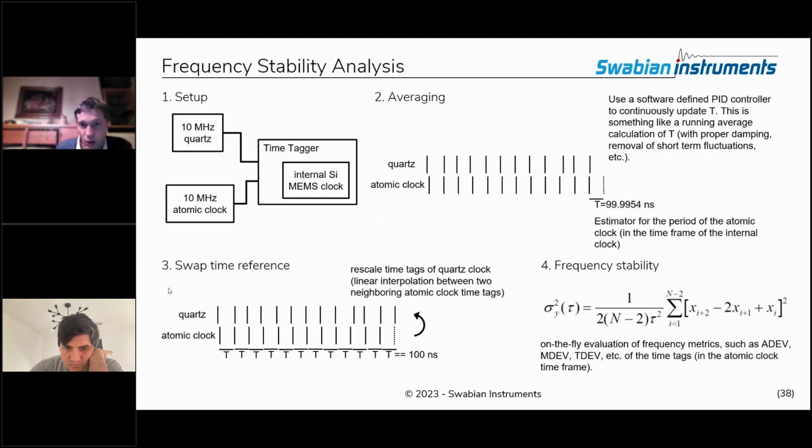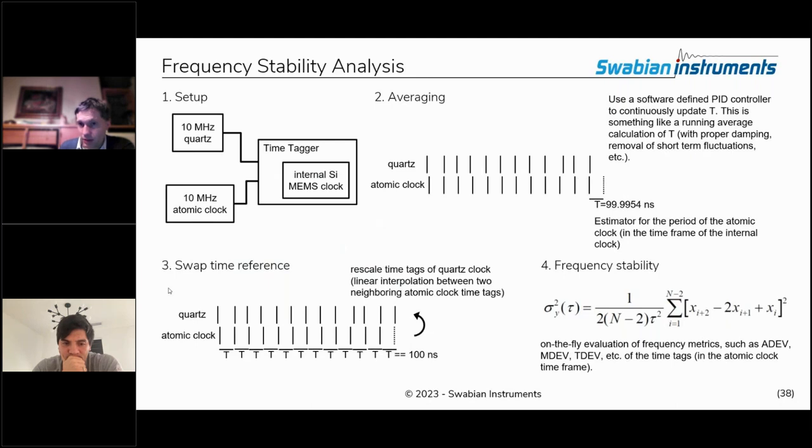On the software level, we would like to calculate an estimator of the period T of the atomic clock and continuously update that one. So we would like to measure in a continuous fashion the period of the atomic clock in the time basis of the internal silicon MEMS oscillator. An easy way you could think about how this could be done is to just do a running average calculation over, let's say, the past 1,000 edges or so.